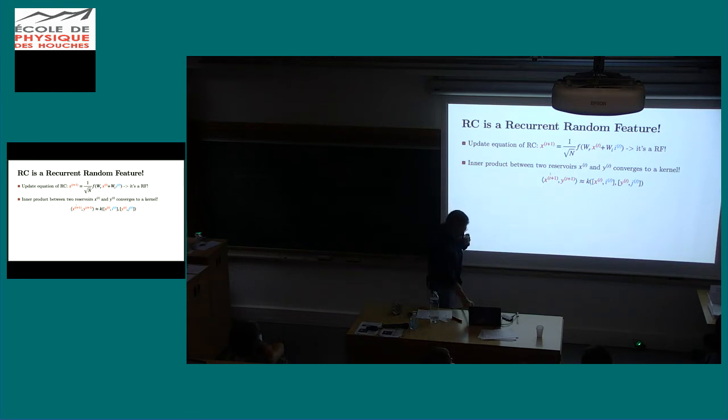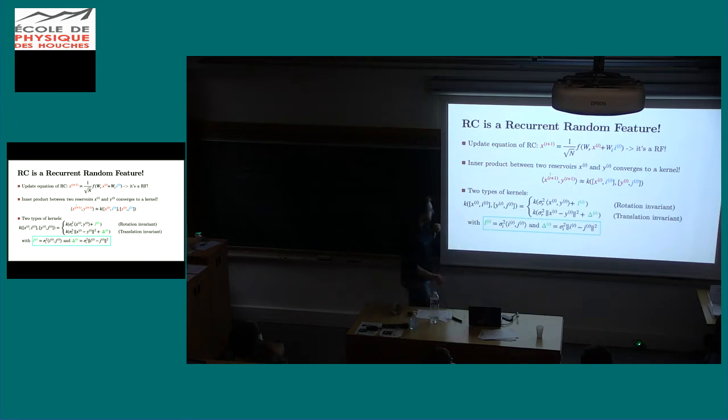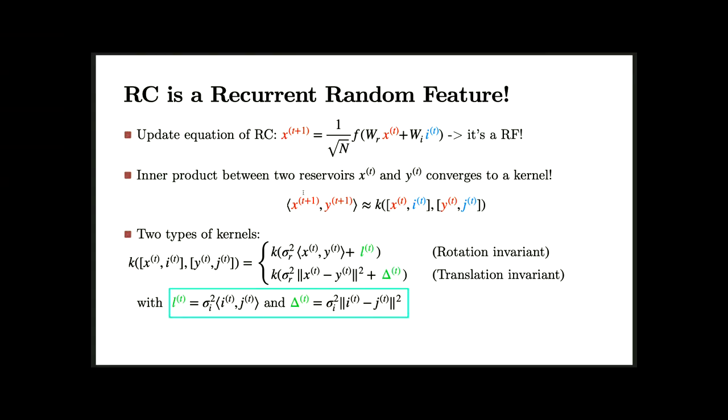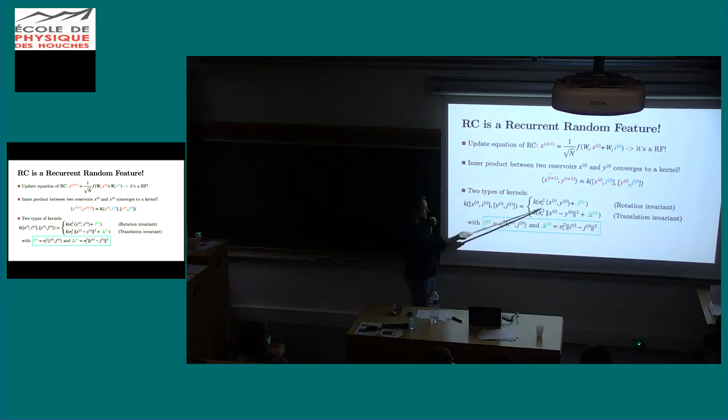And this kernel, we will consider two types of kernel. We will consider the rotation invariant kernel that only depends on the angle between the data points, i of t and j of t. And we will consider translation invariant kernels that depend on the distance between the data points i of t and j of t. So you have the reservoir X that is driven by a time series i of t, and the reservoir Y that is driven by the time series j of t.